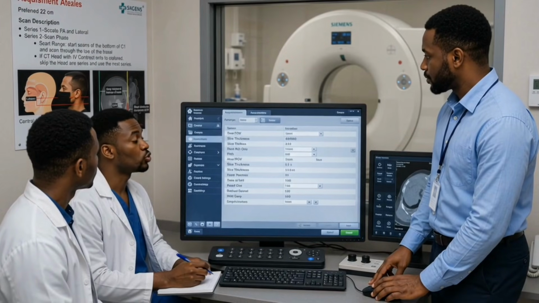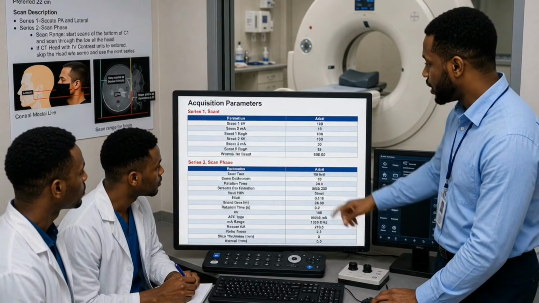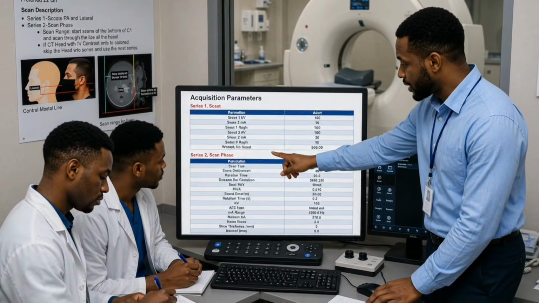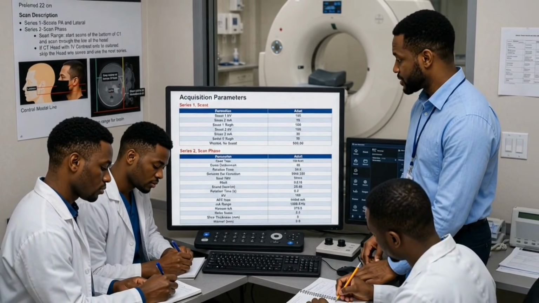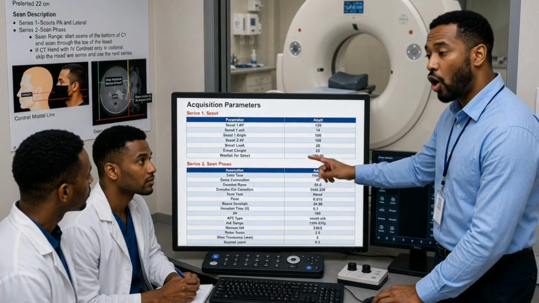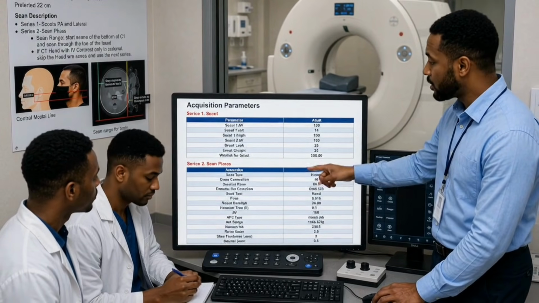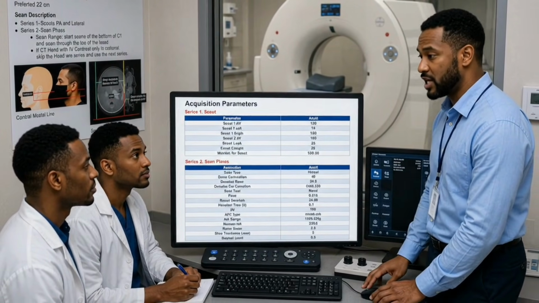What parameters should we consider? Important parameters include tube voltage, tube current, slice thickness, rotation time, and reconstruction settings. However, parameters should always be adjusted according to the scanner, patient, and clinical indication.